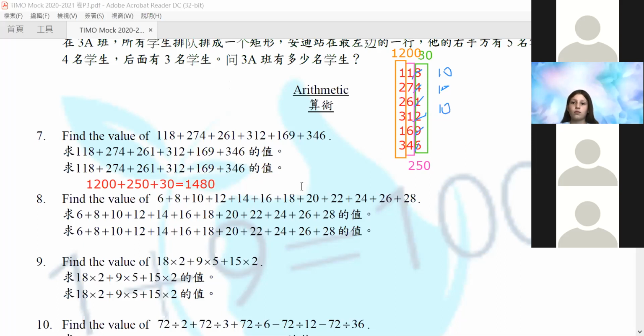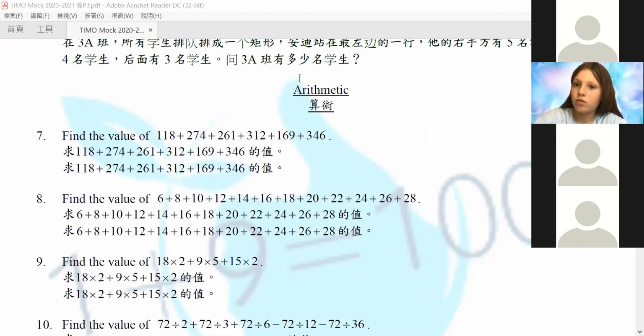It's just this number. Now, someone will talk about pairing these numbers. Yes, you can, but there is not a good candidate for pairing because they cannot sum up to a very nice 10 or 100 or 1,000. So it would be nicer if we add them up by digit like this, what I've shown you now. So this is question 7. The answer is 1,480. Now, let's talk about the next question.